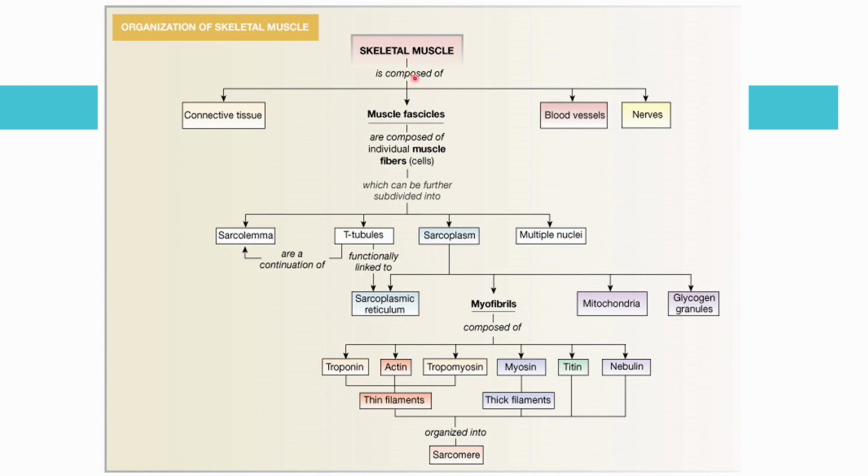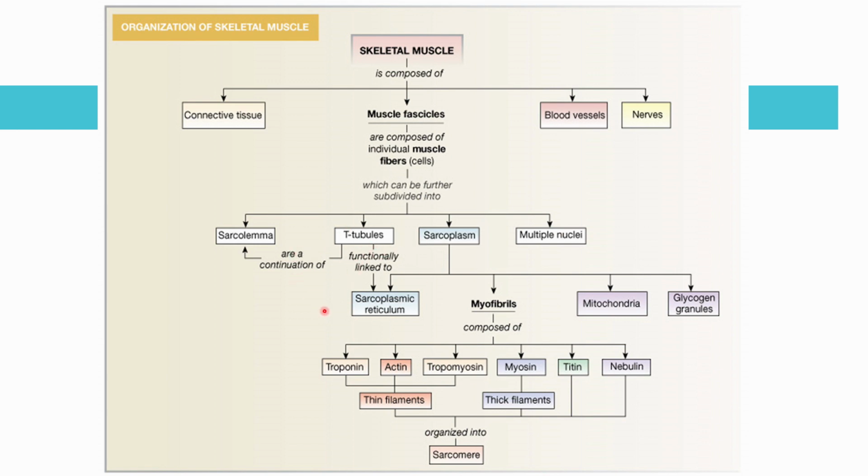As we come down, we see that muscles are made up of fascicles. Well, what are fascicles made up of? They're actually made up of muscle fibers, or the muscle cells. Well, what are these muscle cells made up of? They're made up of a sarcolemma, T-tubules, sarcoplasm, and they have a lot of nuclei. And there's other stuff also, but let's just stick with what's written over here.